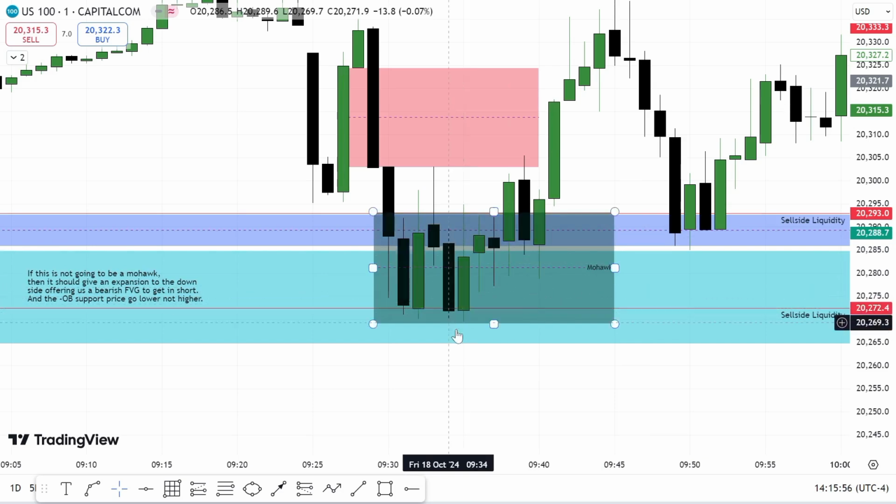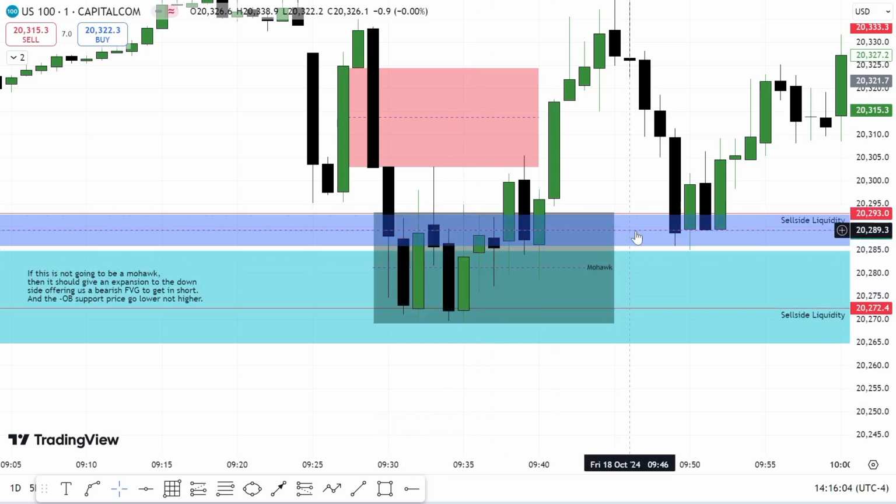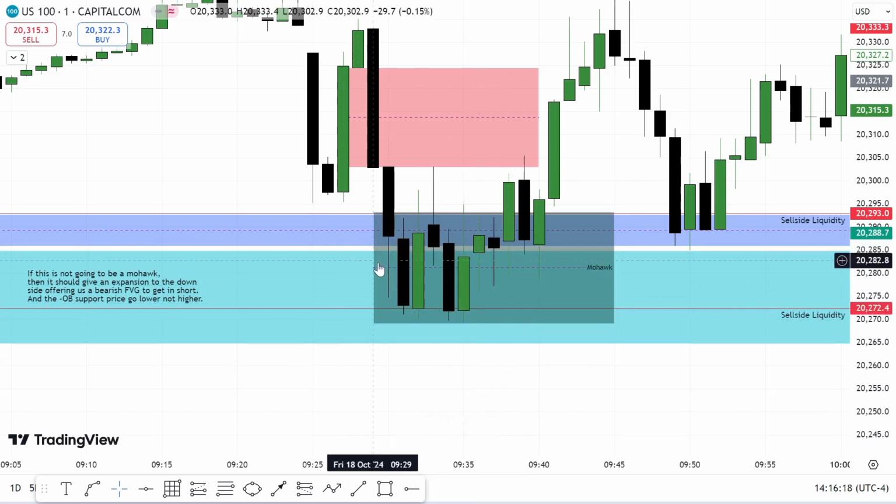So if we had a bearish fair value gap expanding to the downside at this point, we'd trust that price is heavy to the downside and we want to trade off that bearish fair value gap. We use this higher time frame 1 hour bullish fair value gap to frame an inversion fair value gap to sell to any closest sell side liquidity. But this here becomes a mohawk when we don't have a bearish fair value gap here.